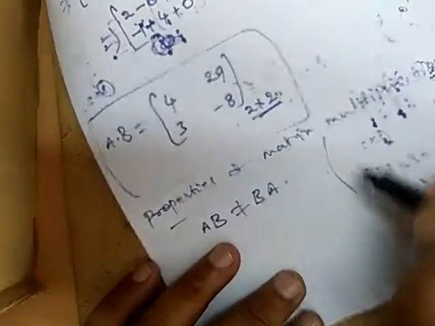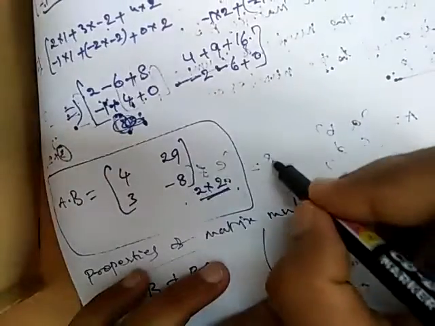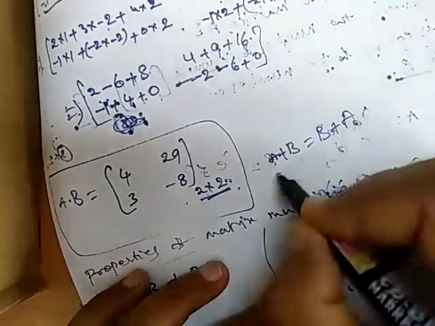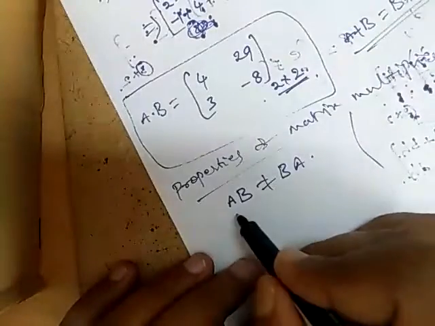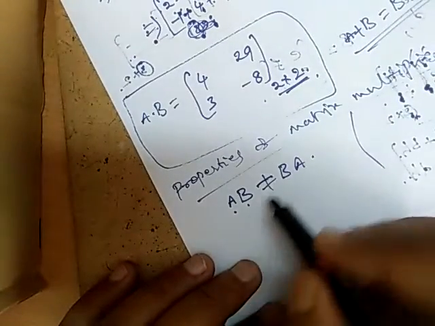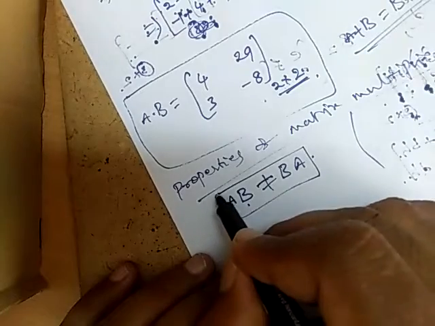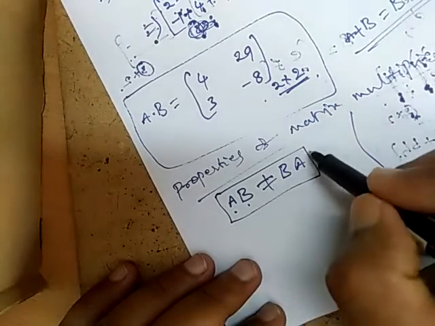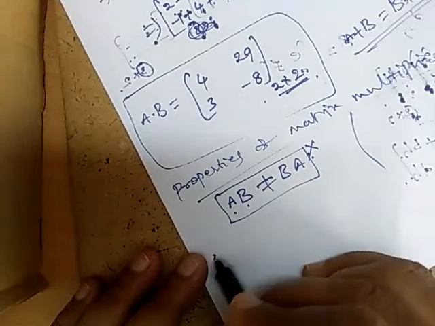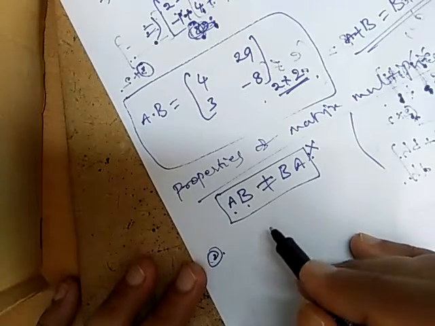In addition, A plus B equals B plus A, but not A into B equals B into A. So therefore, A dot B is not equal to B dot A. Commutative property is not satisfied. Second one, associative law.